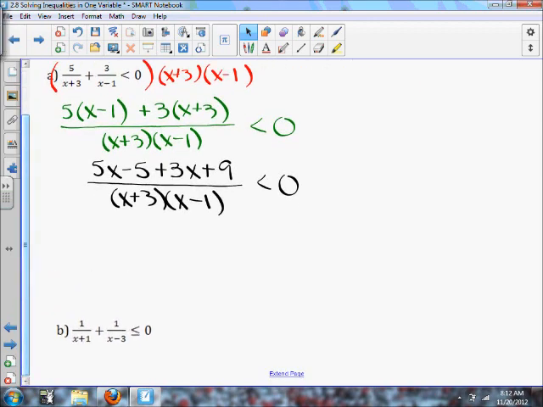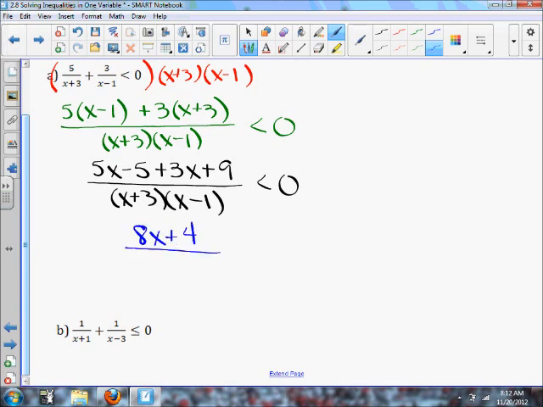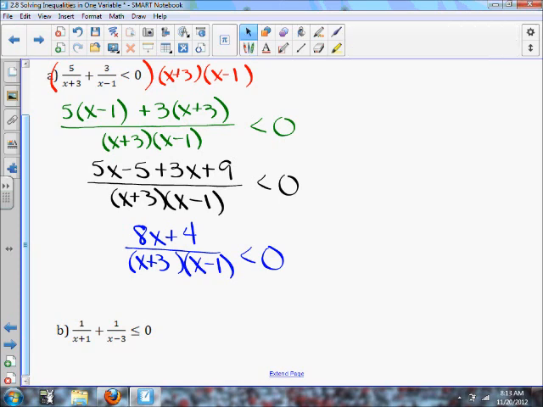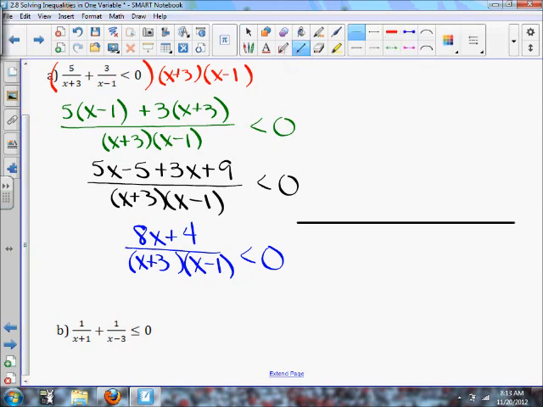Which means if I combine like terms a little bit further, 5x plus 3x will be 8x plus 4 over x plus 3 times x minus 1. Let's see where that is less than 0. Make sense so far? So we haven't done anything we haven't done before, right? We're just combining fractions. Now, our critical points will be, what about from the top? What's it going to be? Negative 1/2. From the bottom, it's going to be negative 3 and positive 1.